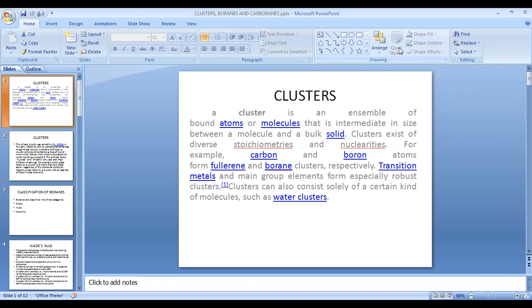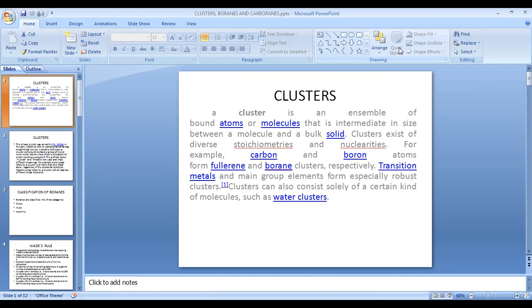So here, before going to this, what do you know about molecule? A molecule is the smallest individually existing part of a compound or element, and that molecule may consist of more than one similar or dissimilar atom. So the size of this cluster lies between the molecule and bulk solid. So in between. Okay. So how can we prepare a cluster?